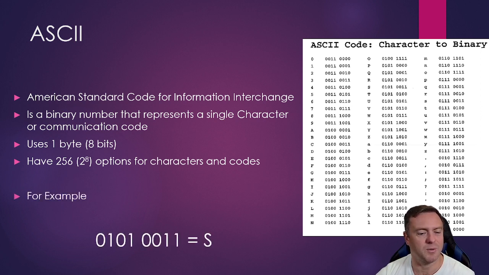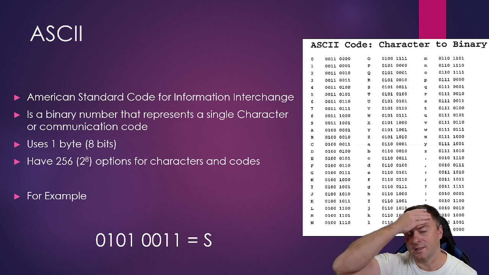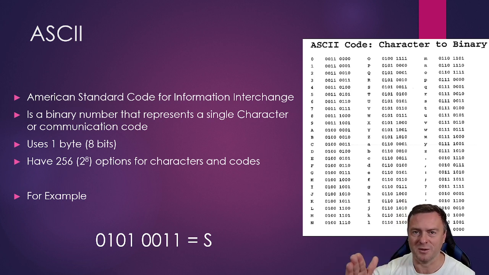For example, 0101 0011 represents a capital S. I've included the table over here on the right so that you can see where the uppercase and lowercase letters are. The numbers come first, then the uppercase characters, then the lowercase characters, and also the punctuation symbols that are included inside ASCII. By using 1 byte, it's a very small measure of memory, but it's also consistent when you're changing between different computers.